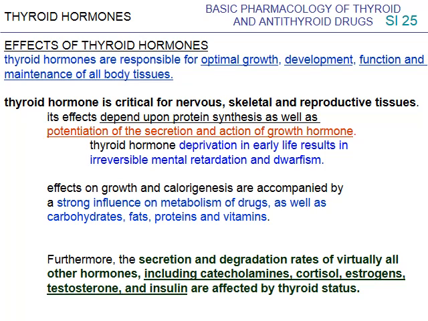It's also able to potentiate the secretion and the action of growth hormone. It's been found that in early life, lacking thyroid hormone can cause irreversible mental retardation and dwarfism. And the dwarfism side comes in with respect to effects on tissue growth, but also in conjunction with growth hormone's action. We know that thyroid hormone has effect not only on growth but on calorigenesis, and that's going to also be accompanied by a strong influence on metabolism of drugs, as well as metabolism of carbs, fats, proteins, and vitamins.